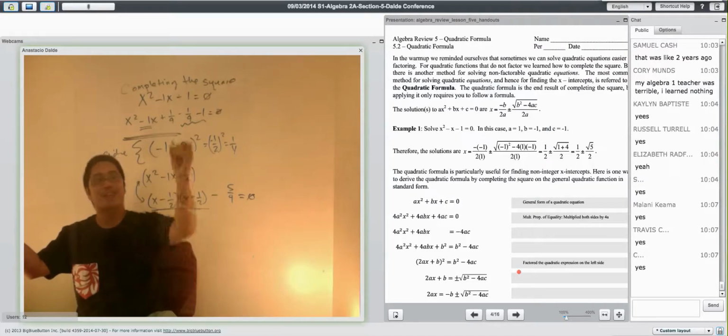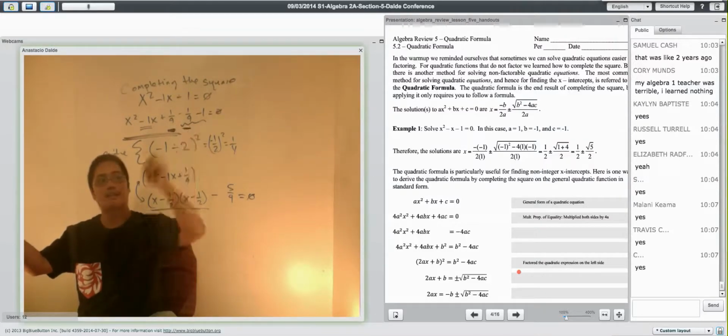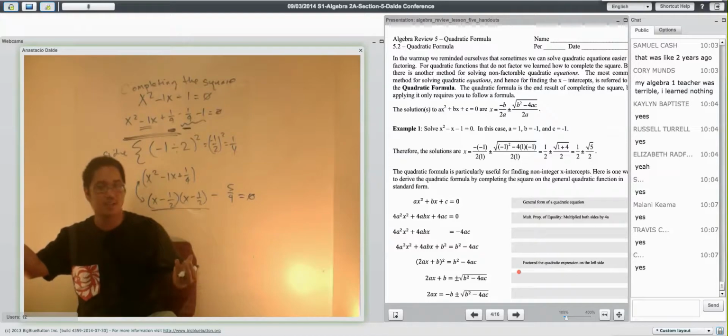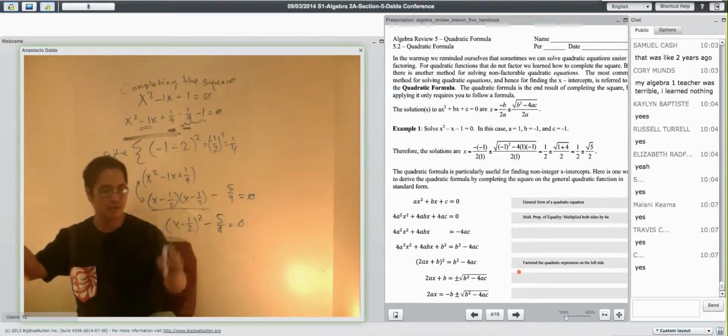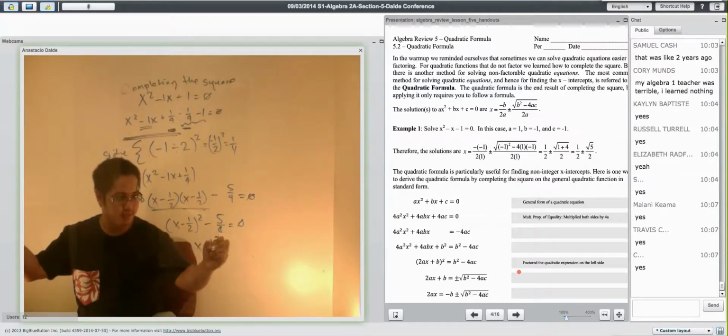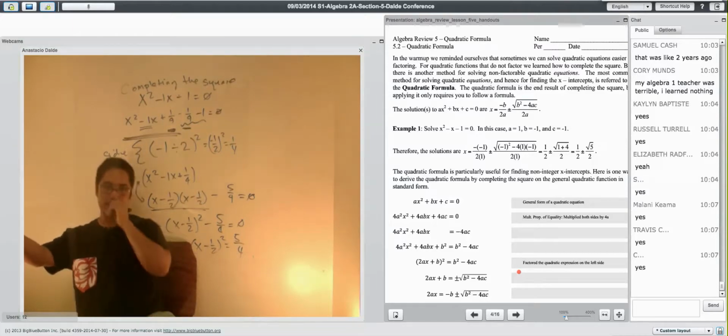All I did was I added this crazy 1/4 term, but I subtracted it at the same time, so I didn't really change that equation. The trick is, where did I get the 1/4 term? But we came up with that trick. We figured that one out. So now, this thing right here is this thing times itself, so really it's just (x minus 1/2) squared minus 5/4 equals 0. I want to solve for x, so I've got (x minus 1/2) squared equals 5/4. Very cool?